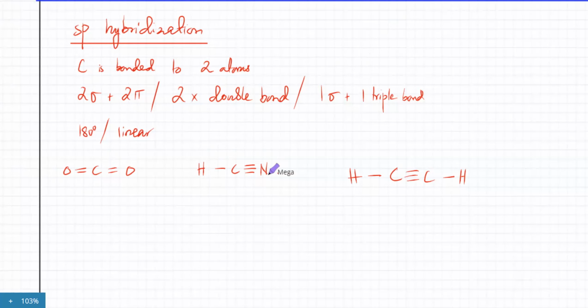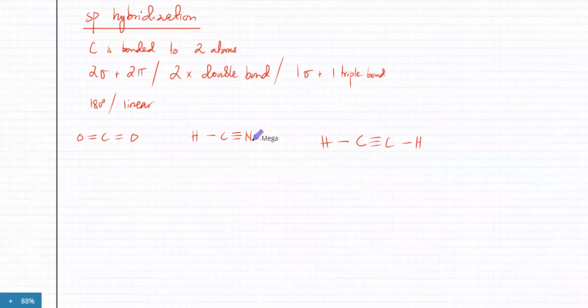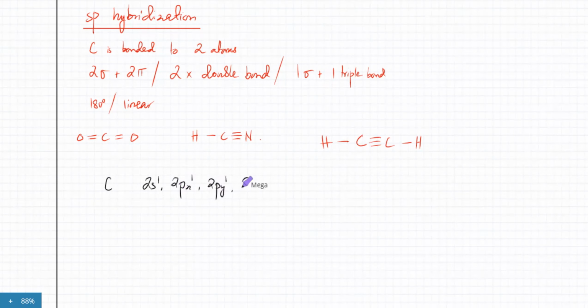So remember again that carbon has how many electrons? Carbon's got 4 electrons, right? Now, in this case, when it's bonded to just 2 atoms, carbon has 4 electrons: 2s1, 2px1, 2py1, and it's got another one which is 2pz1. So these are carbon's 4 electrons.